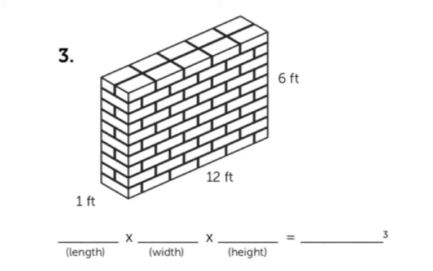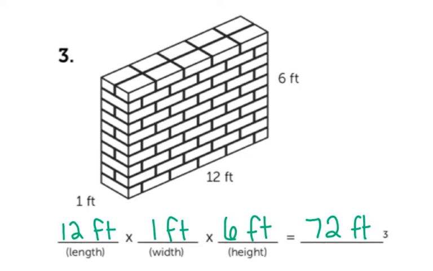All right, here for the sides, we have a side of 1 foot and 12 feet. So obviously our length here will be 12 feet. Our width is 1 foot. And our height, it is 6 feet tall. So we have 12 times 1 times 6. So 12 times 1 is 12, and 12 times 6 would be 72 cubic feet, or feet cubed. All right.